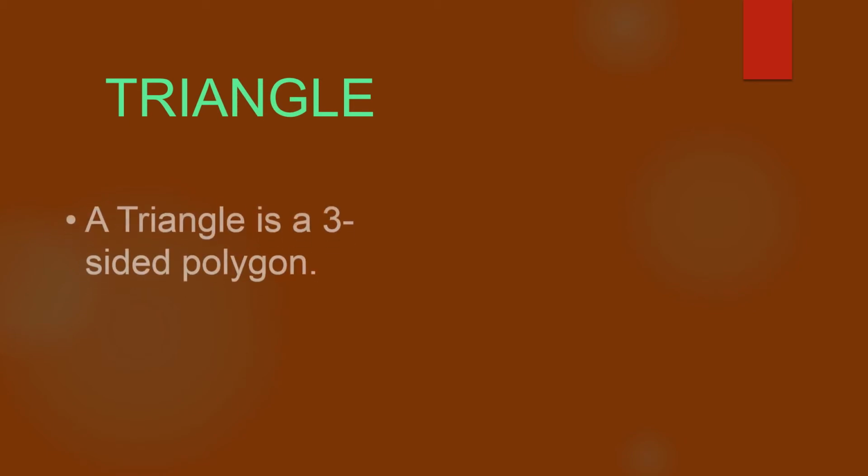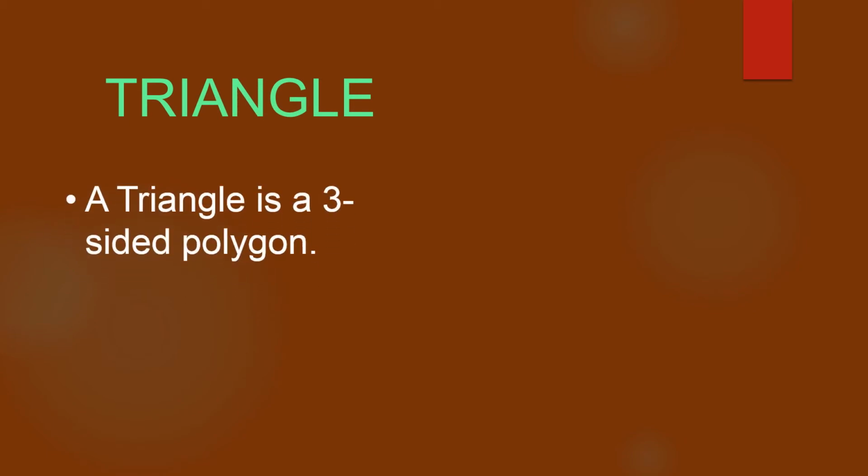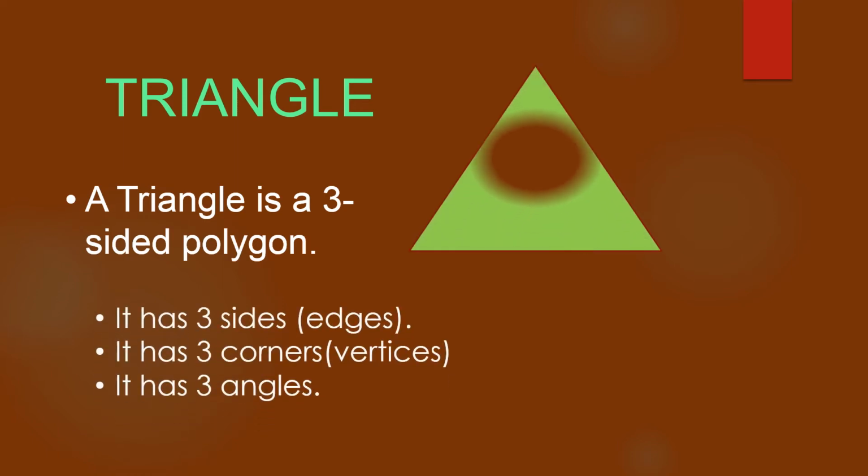Our next topic is triangles. A triangle is a closed figure made up of 3 line segments, or we can say a 3-sided polygon is known as a triangle. It has 3 sides, 3 corners and 3 angles.